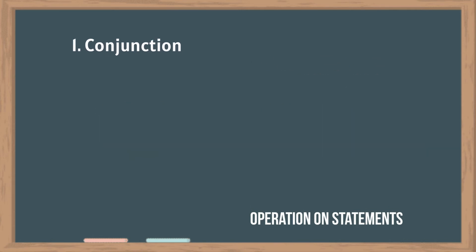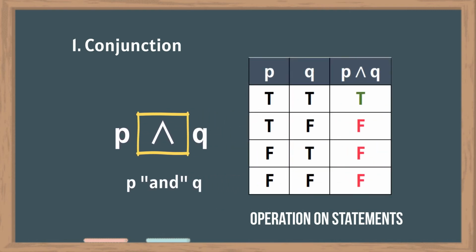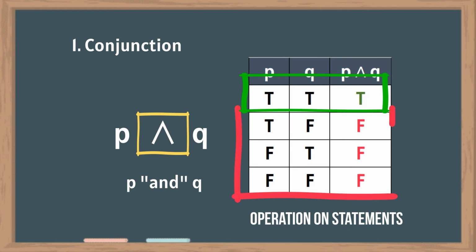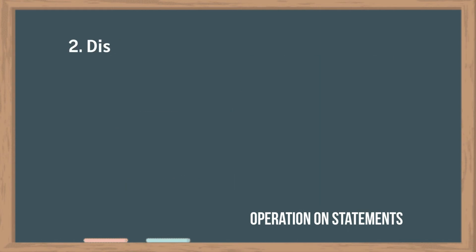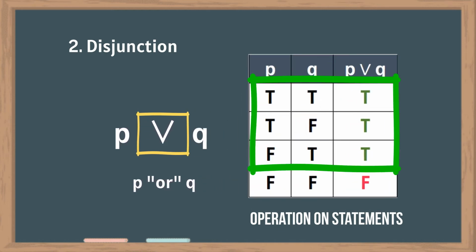A conjunction is represented by a mathematical symbol that looks like an upside-down V and is read as P and Q. The statement is true only if both P and Q are true. Anything else is false. A disjunction is represented by a mathematical symbol that looks like a V and is read as P or Q. The statement is true if either P or Q is true, but if both are not true, then it is false.